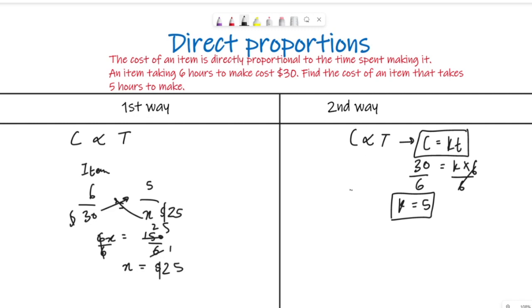Now, again C is equal to KT. They're asking us to figure out the cost of a product which took 5 hours. So time is 5, K is 5 already, and we have to figure out C. So 5 times 5 is $25. This is how we figure it out.